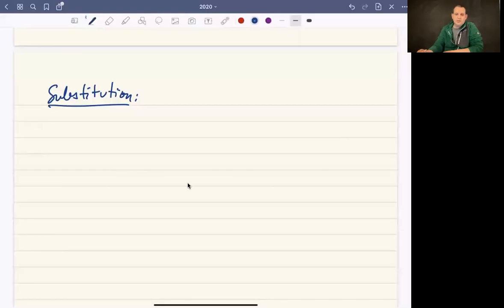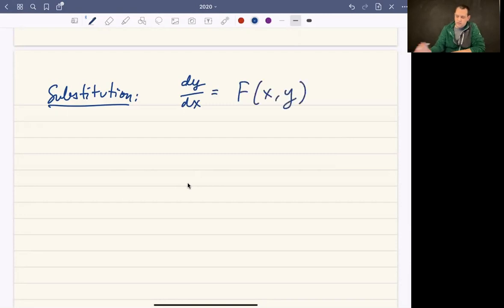Okay, so let's talk about substitution methods in general. What we're going to do is look at solving a differential equation of the form dy/dx is some function, let's just call it capital F of x, y. And in order to help us solve this problem, we're going to make a substitution: u is g of x, y.